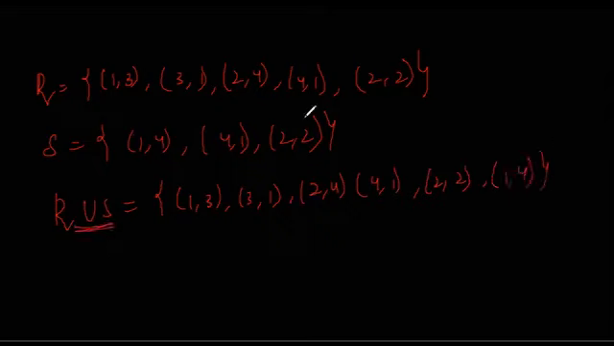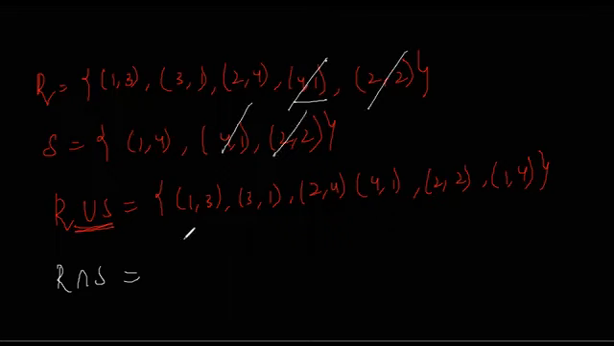What about R intersection S? R intersection S will be the elements which are repeated in both the sets. So here we have 1 4 and 4 1, they are not the same. But this 4 1 and 4 1 is repeated twice, and 2 2 and 2 2 is repeated. So these are the common elements. So R intersection S will give you 4 1 and 2 2.